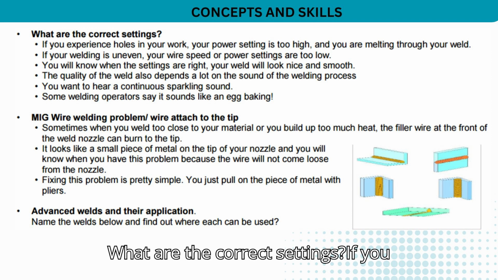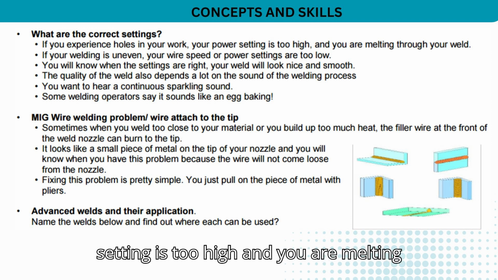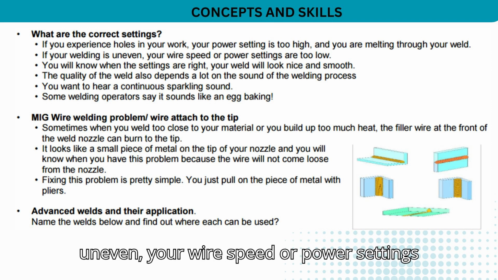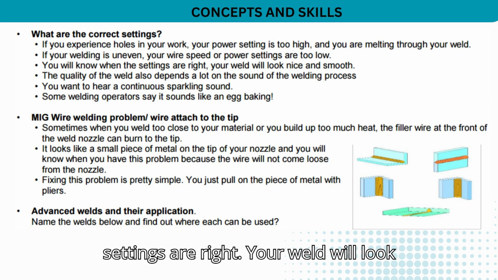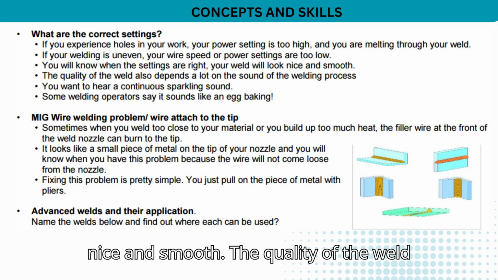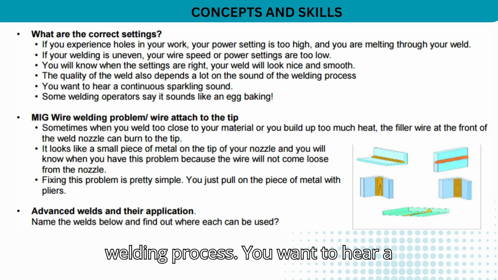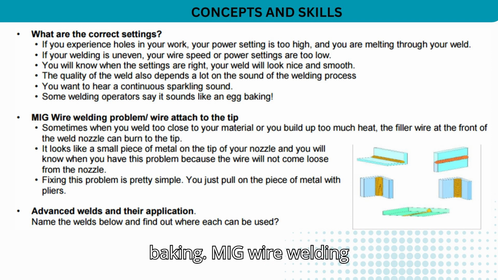What are the correct settings? If you experience holes in your work, your power setting is too high, and you are melting through your weld. If your welding is uneven, your wire speed or power settings are too low. You will know when the settings are right, your weld will look nice and smooth. The quality of the weld also depends a lot on the sound of the welding process. You want to hear a continuous sparkling sound. Some welding operators say it sounds like an egg baking.